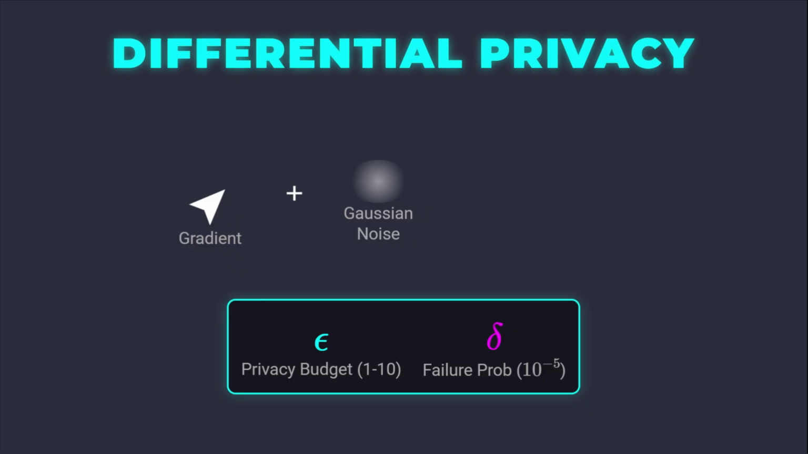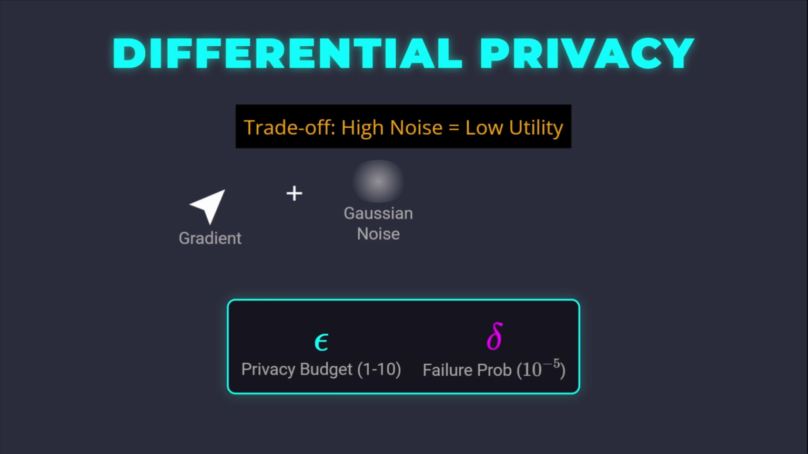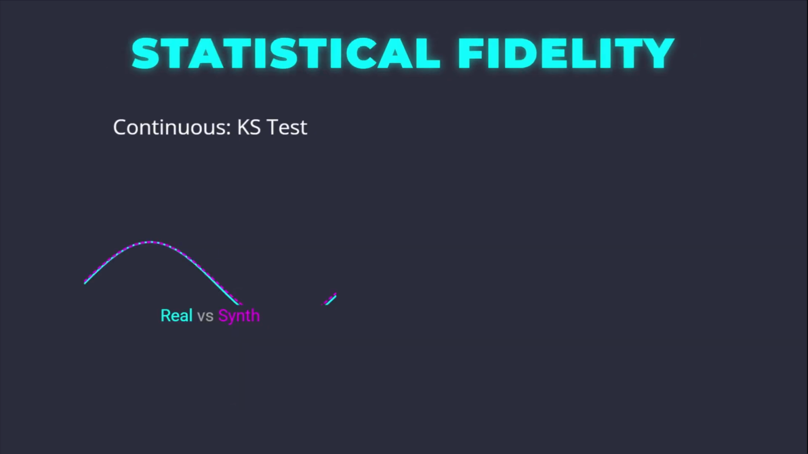Delta represents the probability of privacy failure, usually set to a very small value, such as 1 × 10 to the power of -5. The noise scale applied to the gradients is inversely proportional to the desired epsilon. Higher noise ensures stronger privacy but reduces the statistical utility of the generated data, requiring careful trade-off analysis.